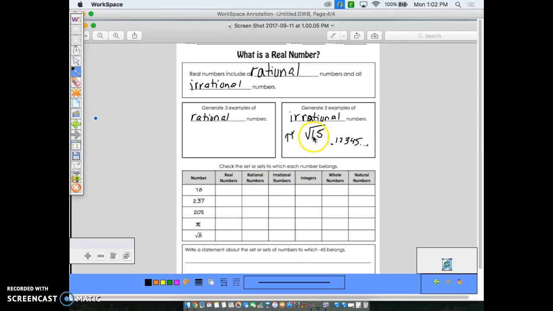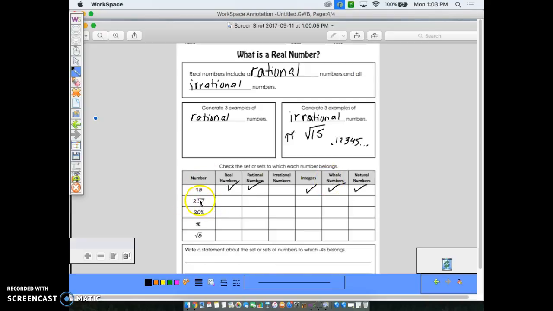Okay, so we're going to go down below that where it says check the set or sets to which each number belongs. So 18 is a real number. It is a rational number. Therefore, it cannot be an irrational number. It is an integer. It is a whole number. It is a natural number.